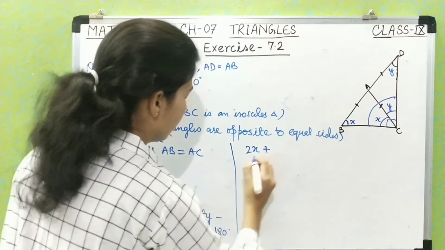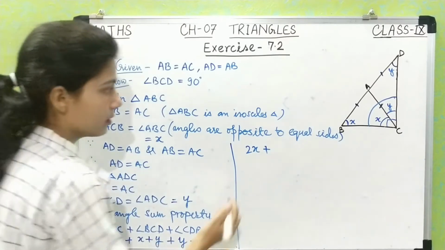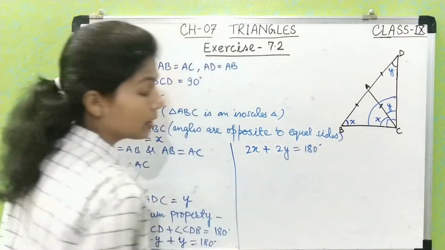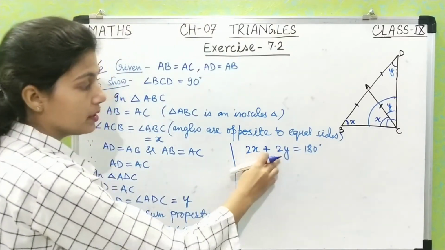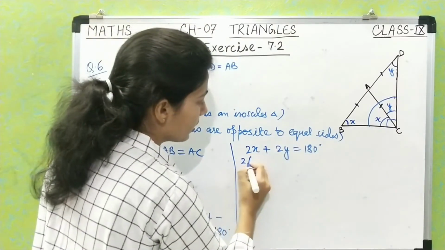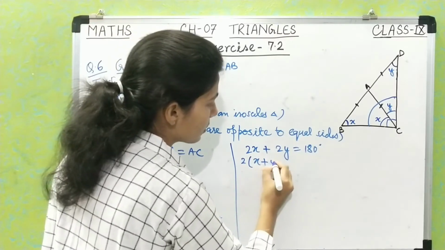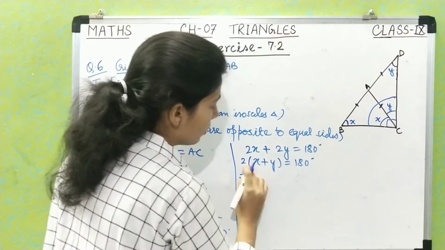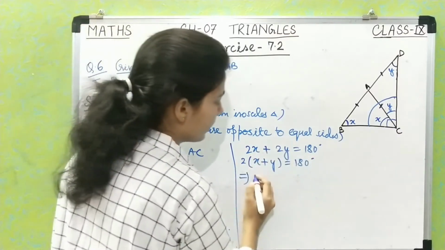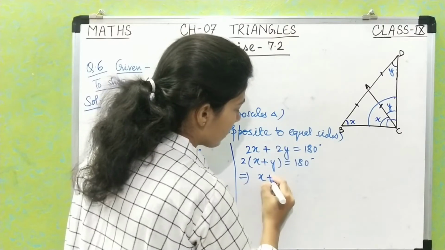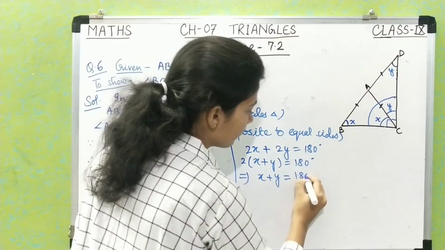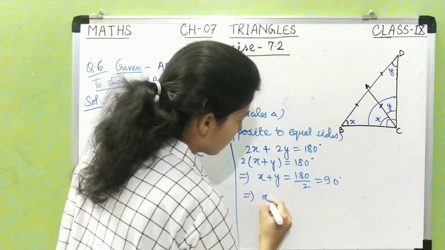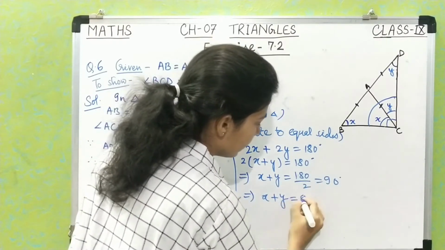2X plus 2Y will equal 180 degrees. Now you can see 2 is common in these two terms, so we will take it out. So 2 times (X plus Y) will equal 180. Now if you transpose the 2 to the right hand side, we are left with X plus Y equals 180 divided by 2, which means 90. So X plus Y is 90 degrees.